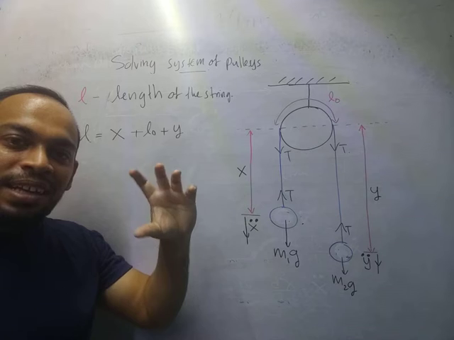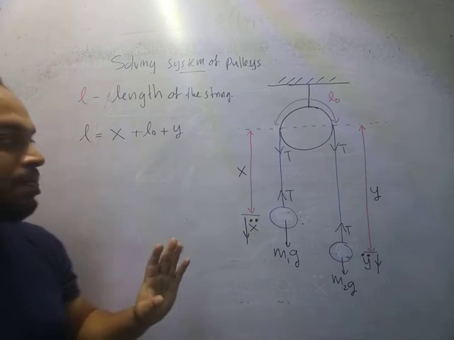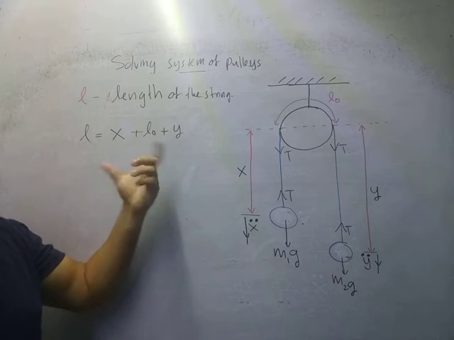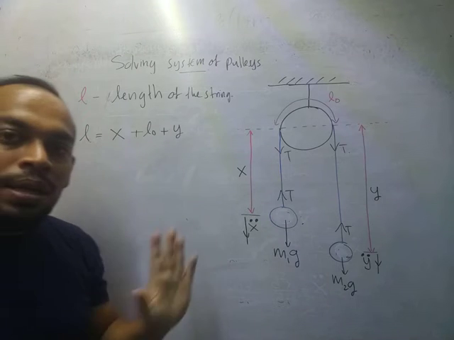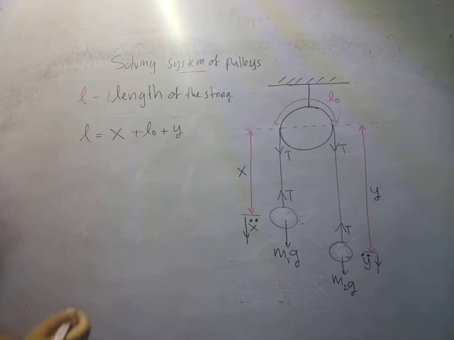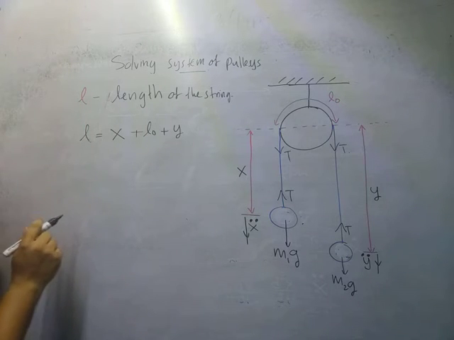Right? If it does not change with time, the derivative is 0. This length L naught does not change with time, so that will give you a 0 value as well. Now derive this with respect to time.